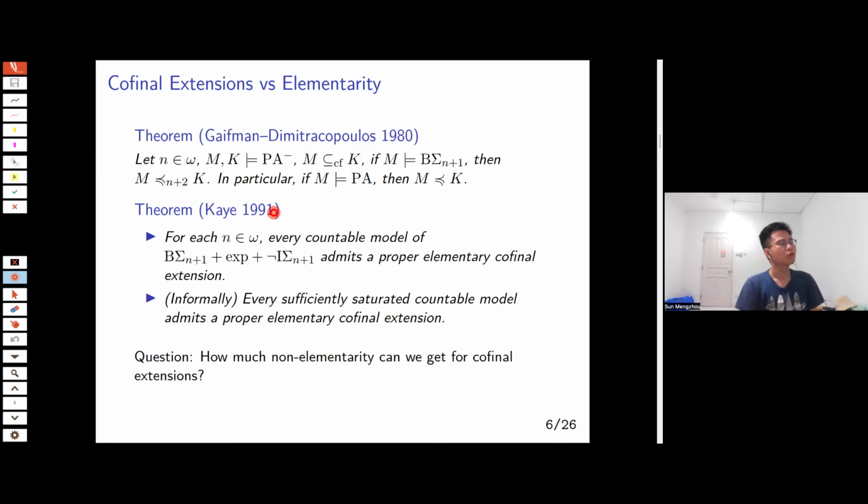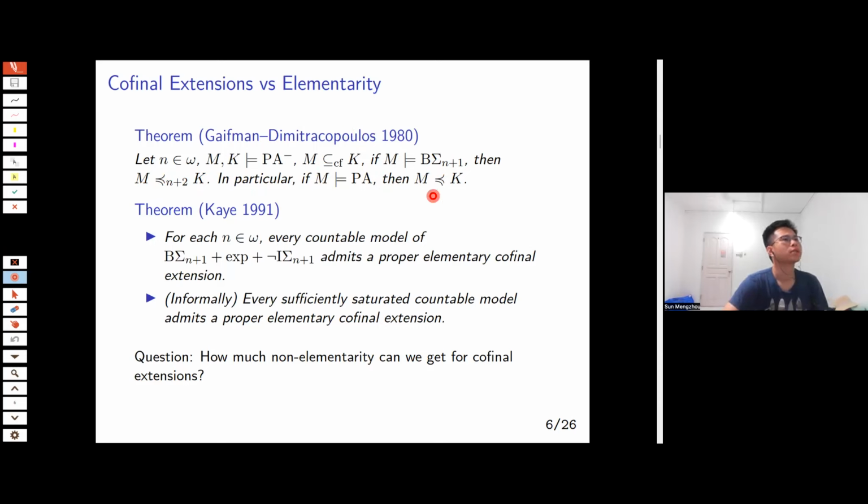Okay, and if we want to look at the possible elementarity for cofinal extensions, here's one of the fundamental results proven by Gaifman and Dimitracopoulos. It says that in the case of cofinal extensions, if you have a certain amount of collection in the ground model, so if M satisfies B sigma n plus 1, then you are guaranteed to have n plus 2 elementarity for cofinal extensions. And in particular, if M satisfies PA, then all of its cofinal extensions are fully elementary.